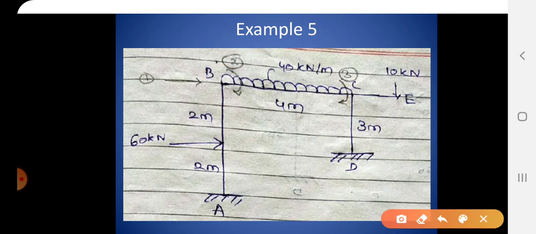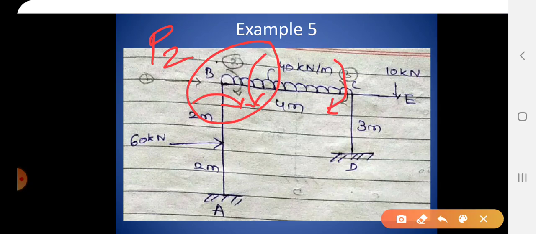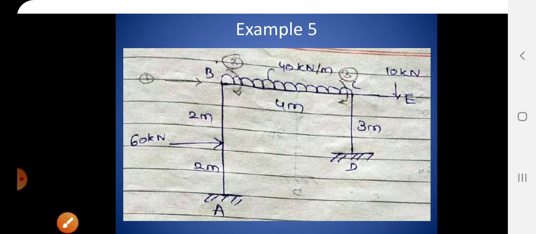So due to these two external loads, we have MBA and MBC. The algebraic sum of MBA and MBC will give the value of P2. And at C, what will be the value of P3, that is the moment at C. This value due to UDL is plus WL square by 12, that is MFCB, and plus the moment due to this overhang, clockwise, therefore plus 10 into 1.5 will get added.